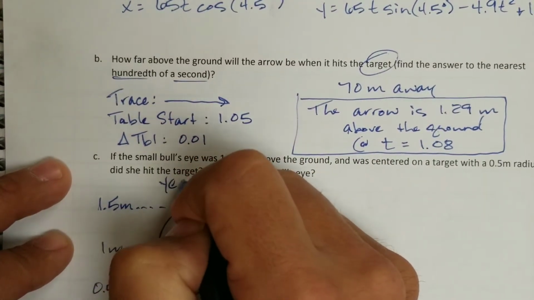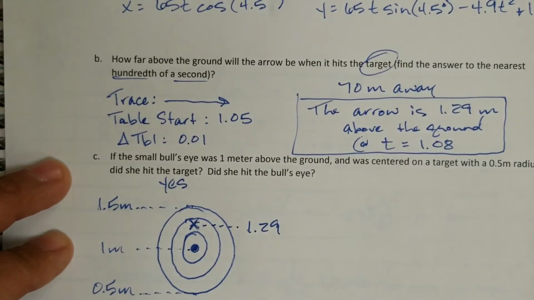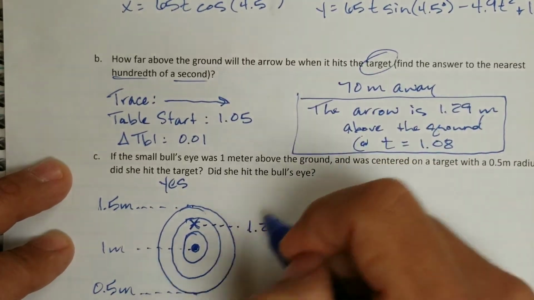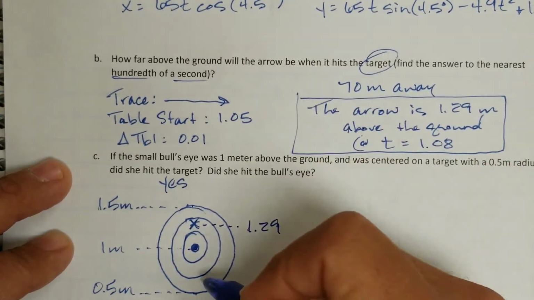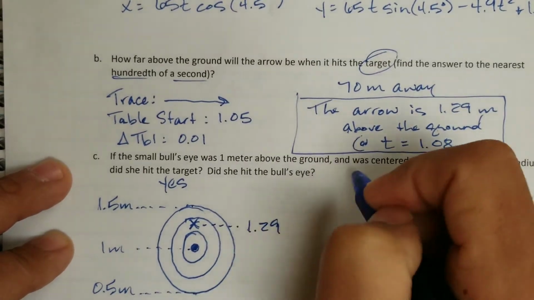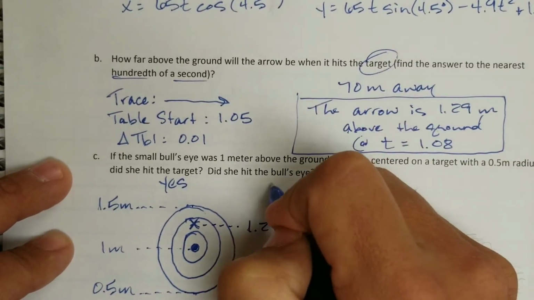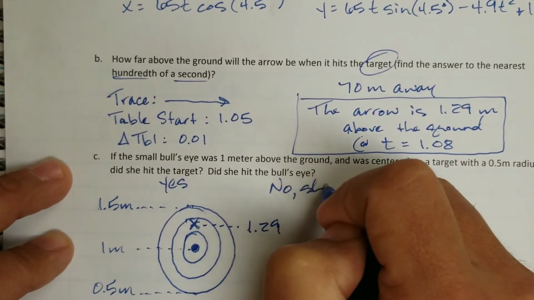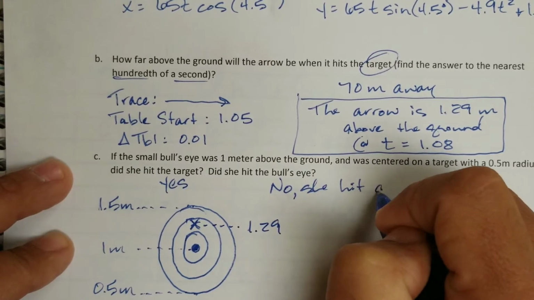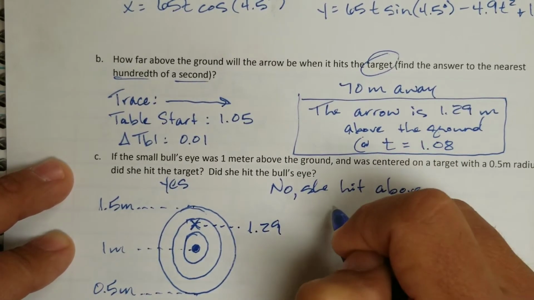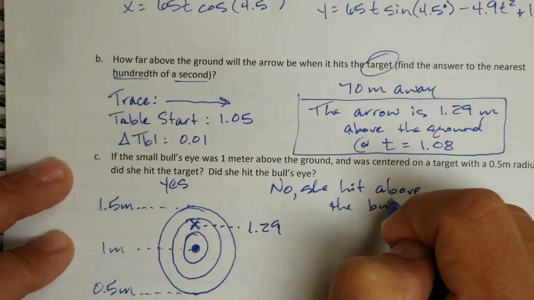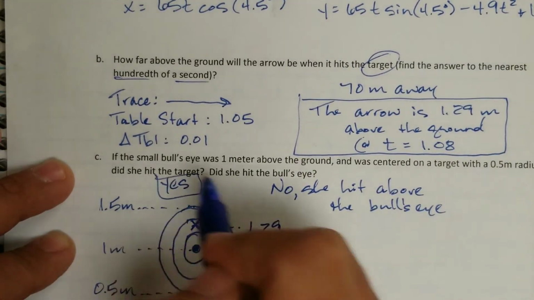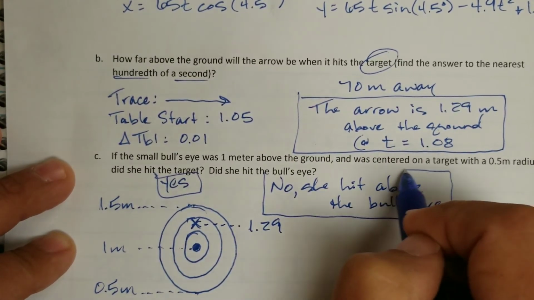So did she hit the target? Yes. She made it onto the target. Did she hit the bullseye? No. We don't know the size, but we do know it's small, so it's not going to take up half of the target. More than half. So we would say no. She hit above. So yes, she hit the target. No, she hit above the bullseye.